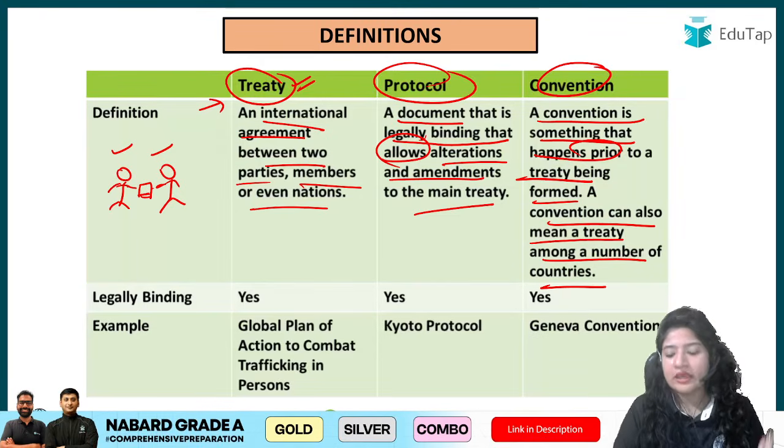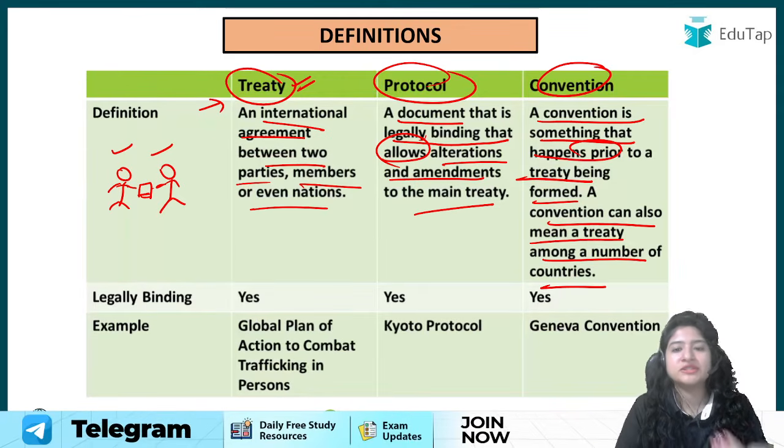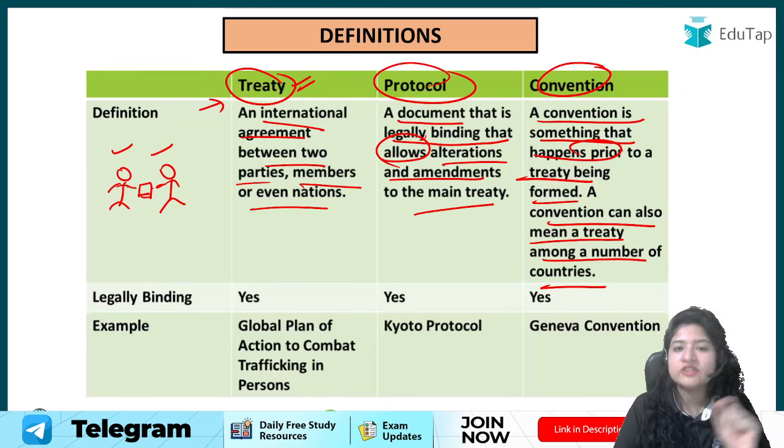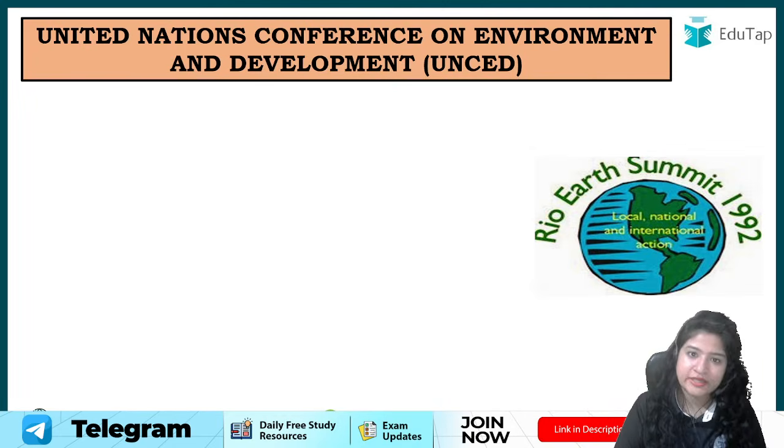ठीक है. तो ये आपको चीजें ध्यान रखनी है. I hope now you have clarity. Conventions are meetings, a treaty is the agreement, and the documents that are legally binding and signed are known as protocols. ठीक है.